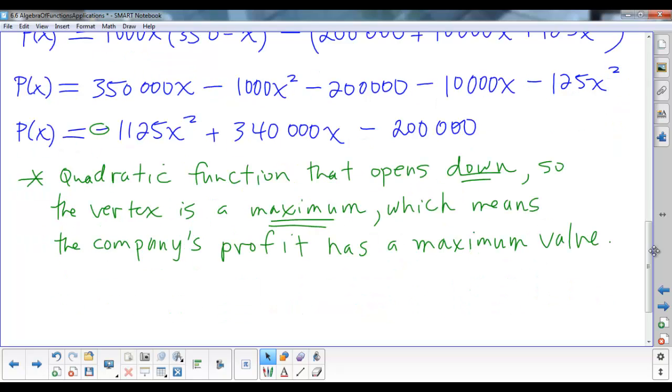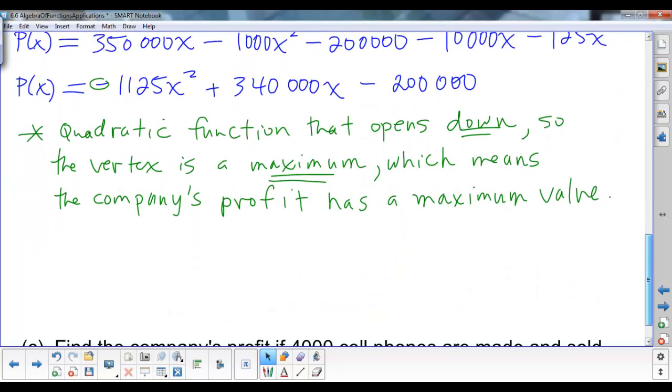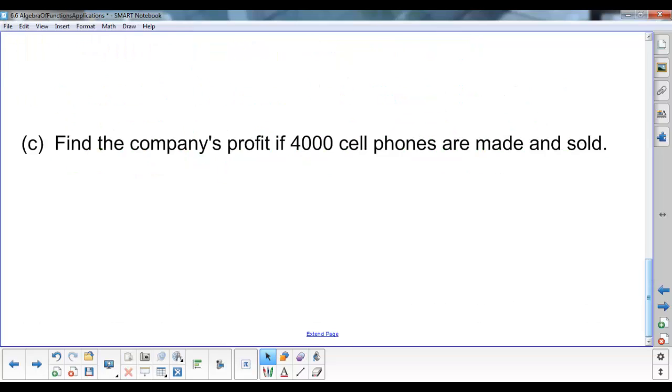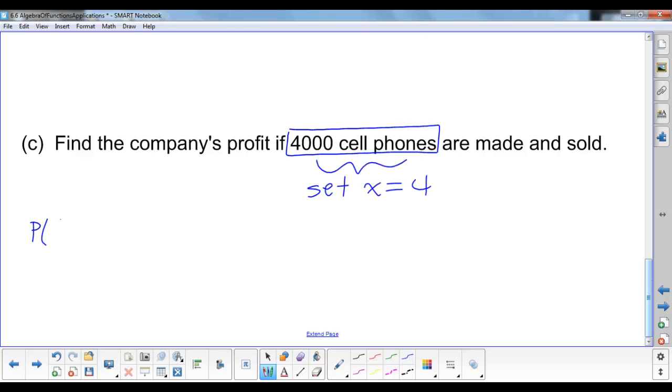So there is one last question to consider for this example, and it asks us to figure out what the company's profit would be if 4,000 cell phones are made and sold. The only potentially tricky part is how to interpret the 4,000 cell phones, that is, what do I set x equal to in my profit equation? As far as what we would do from here, now it's just a matter of evaluating our profit function at an x value of 4.